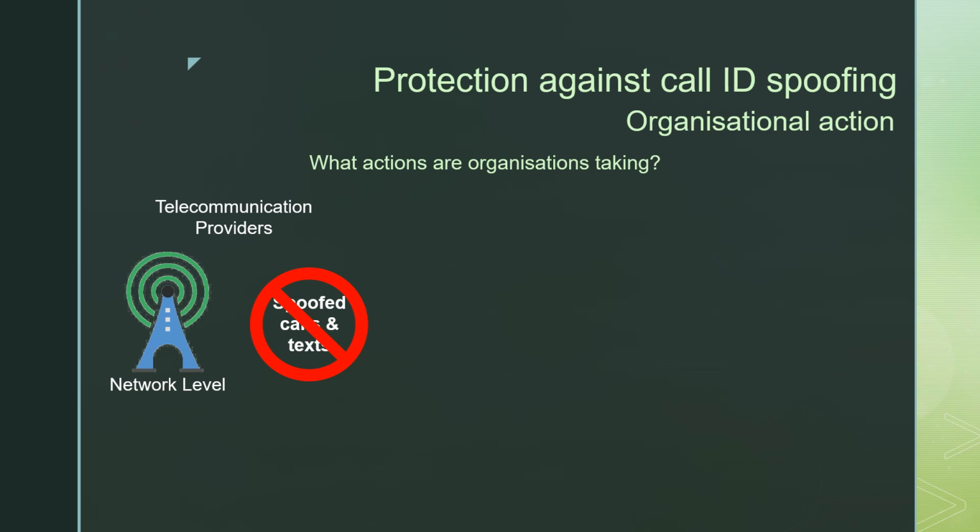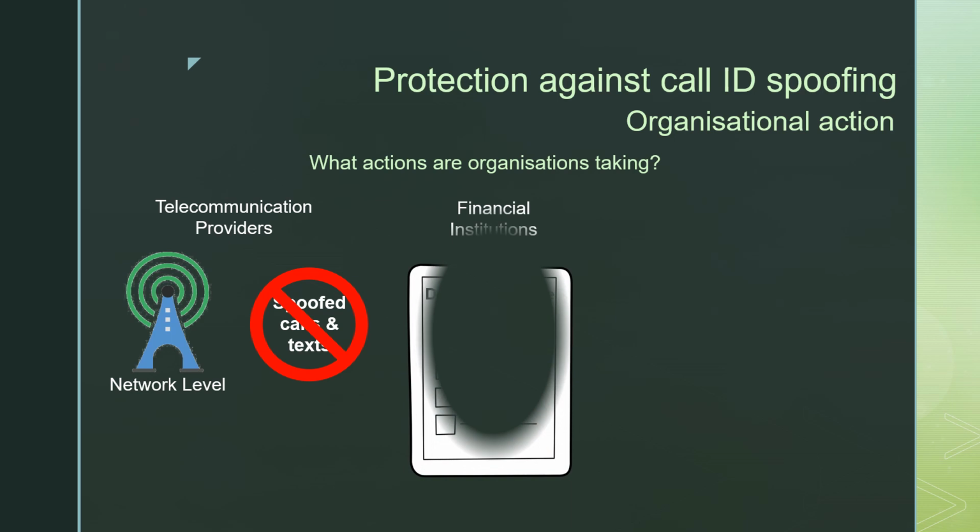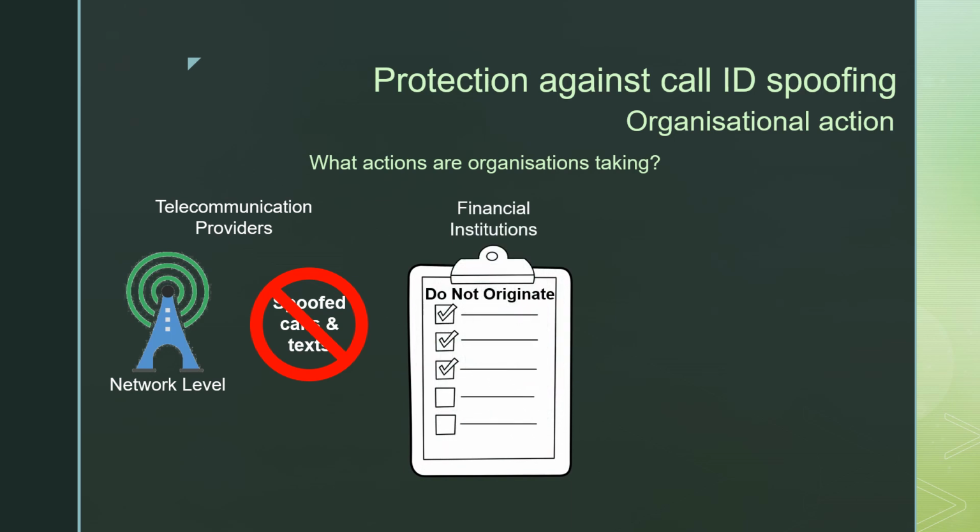Telecommunication providers are actively blocking identified and known spoofed numbers. This means that calls and text messages that have been blocked will never reach their customers. Financial institutions are also working with telecommunication providers to help combat against spoofing by using a Do Not Originate list. This is a list that is maintained where the numbers on that list are for inbound calls only, and outbound calls are blocked by the telecommunication providers.